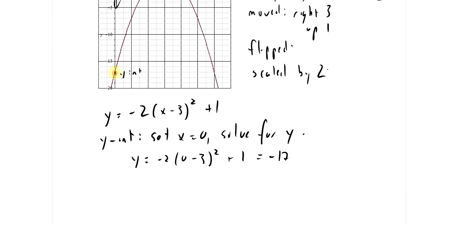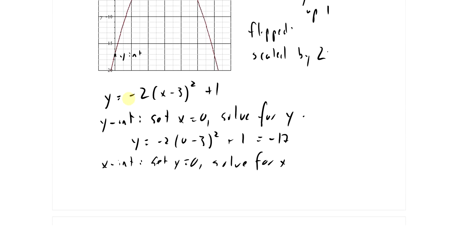So that's our y-intercept. X-intercept, how do you find that? Well, if you remember what we learned about lines, you find the x-intercept by setting y equal to 0 and solve for x. And so if we set y equal to 0, we get 0 equals minus 2 times x minus 3 squared plus 1.